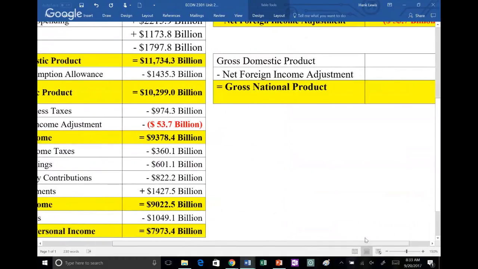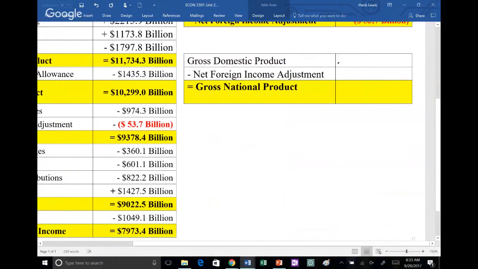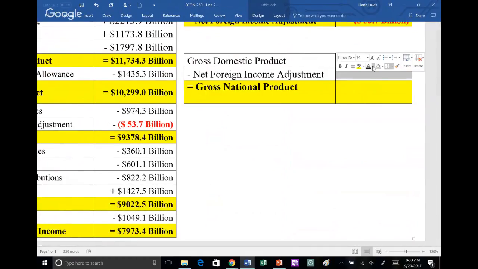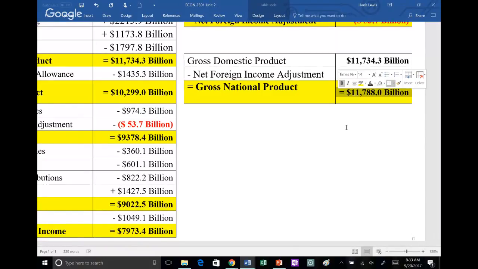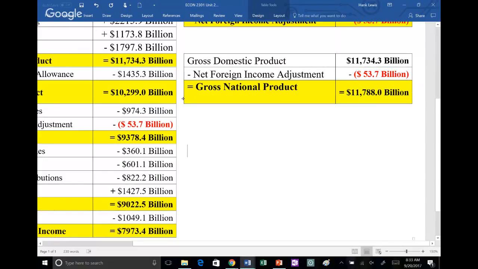All righty. Now let's talk about this last item here for a moment. We already calculated our gross domestic product earlier as $11,734.3 billion, and it says to subtract the net foreign income adjustment. So be careful here. Remember, net foreign income adjustment in 04, we just calculated a little while ago, is negative $53.7 billion. Notice the minus sign ain't negative. It's a subtraction operator. But the net foreign income adjustment was negative for this year. You add that as a positive. And so when you do that operation, the end result is $11,788.0 billion. That is the final answer for gross national product.